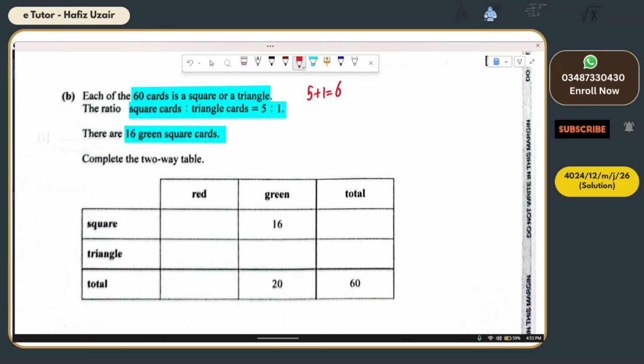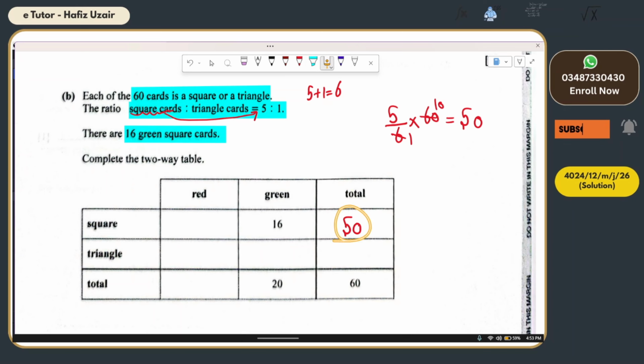Now how many square cards? The square card carries 5, so that will be 5 upon 6. And how many total cards do we have? We have 60 cards over here, so this will be 50. So we have square cards that are 50. Now you can check that if this is 50, what we will add over here so that it becomes 60. So we will write 10 over here.